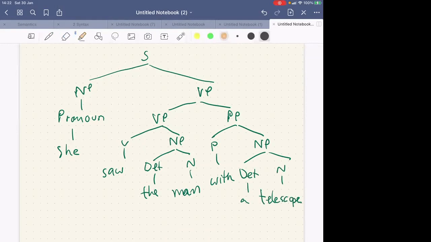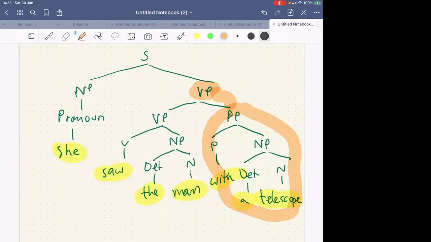So we get the same string of words: she saw the man with a telescope. But in this tree diagram, we can see that the PP here, with a telescope, is part of the VP here. So that means it is the modifier of the VP. Like, how can she see the man? And the answer is she saw the man by using the telescope. We have with a telescope as the way that she used to see the man.